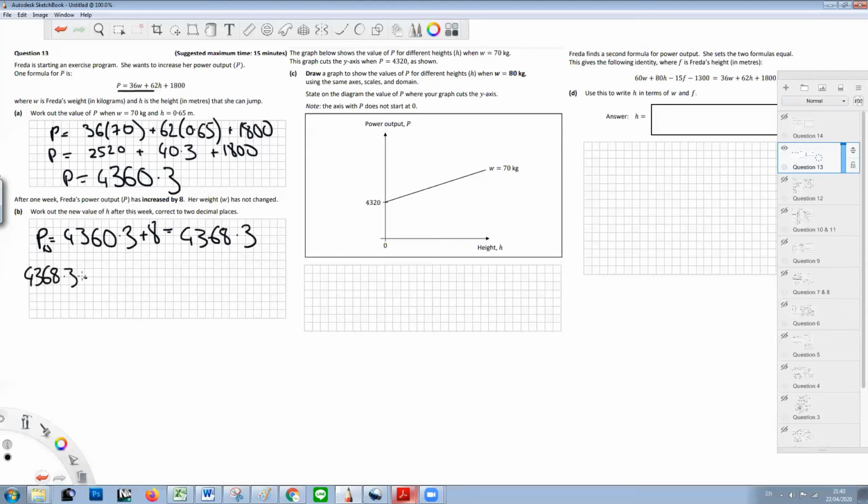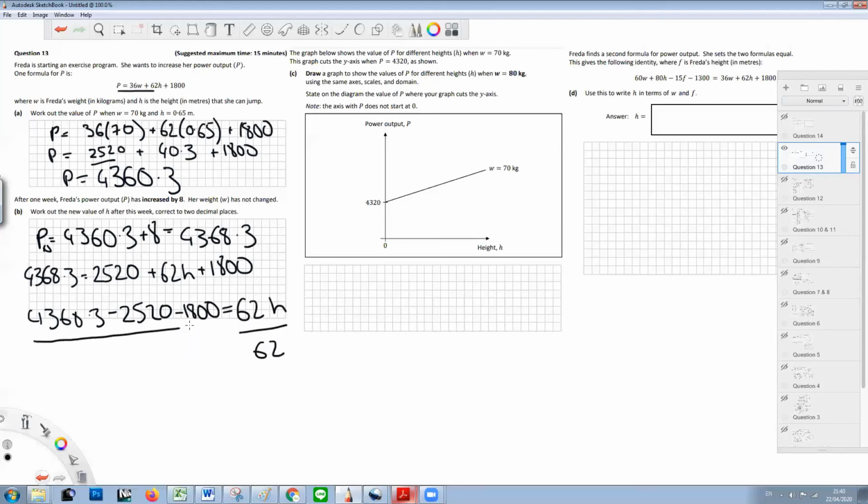4368.3 is equal to, we know this, 36 by 70 is 2520, so we put that in, plus 62H plus 1800. So we're going to take the things across on one side, so 4368.3 minus 2520 minus 1800 is equal to 62H. So now I'm going to divide both sides by 62 because I want to get rid of that. And this side is all going to be divided by 62. So H is going to be equal to the calculation of this. And that's all going to go to 0.78 meters in the calculator. So it should be pretty easy, but that's basically how you work it out.